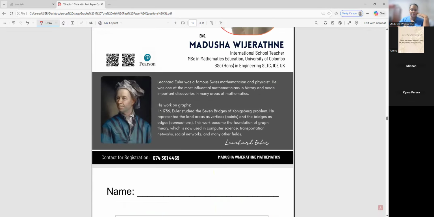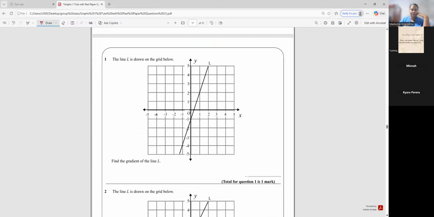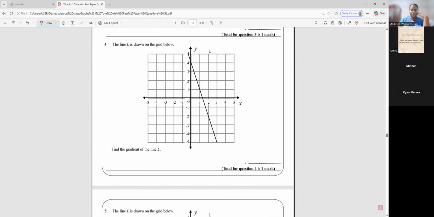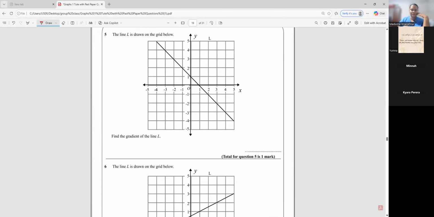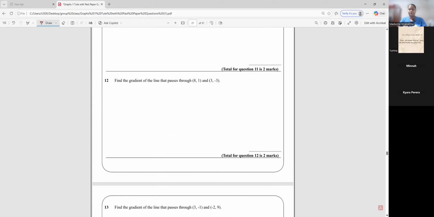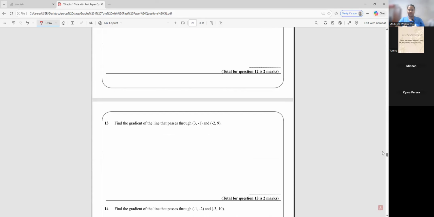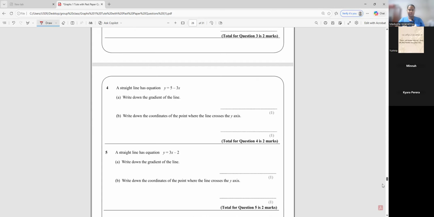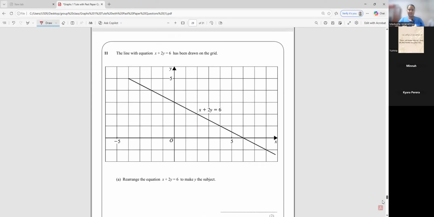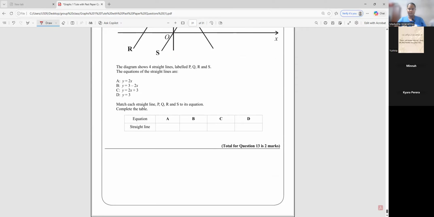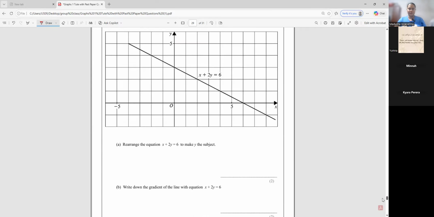After that, there are some questions from papers. Complete these questions. Find the gradient. All these are easy. You can complete these questions. They are not difficult.